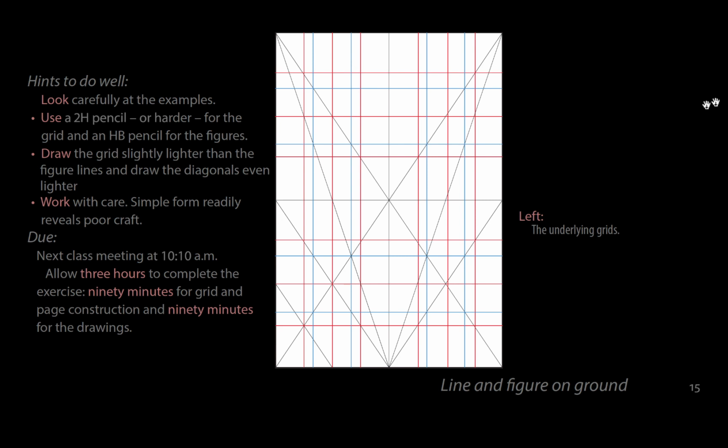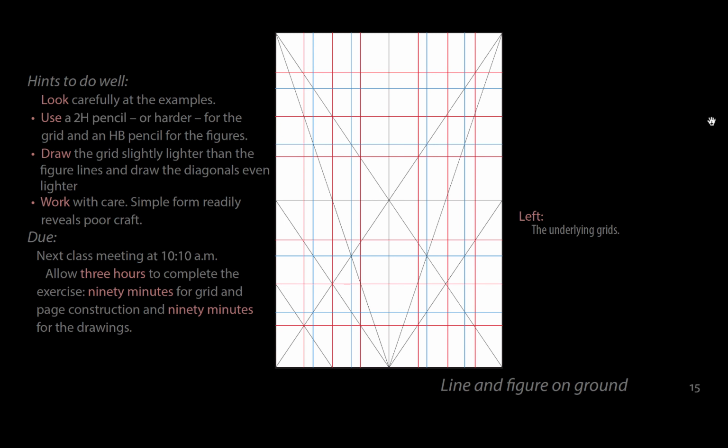So, hints to do well. First, you should look carefully at all of the examples that we've given you here in this lecture, as well as in the assignment on Canvas. You should start out with a very hard pencil like a 2H, and then once you add your figures, you should use an HB pencil. You should draw the grid slightly lighter than the figure lines, and you should draw the diagonals even lighter. You should work with care because simple form readily reveals poor craft.